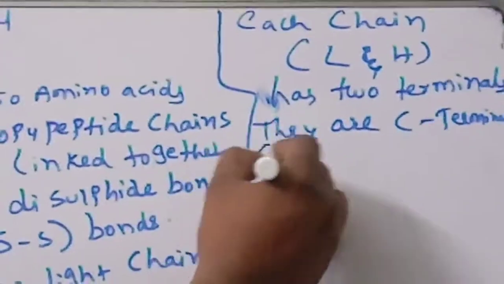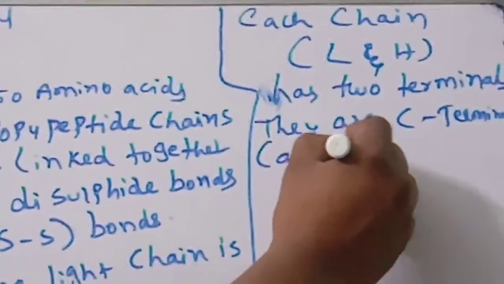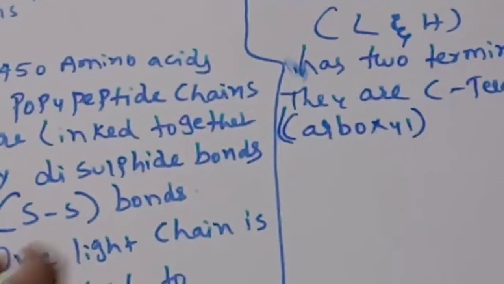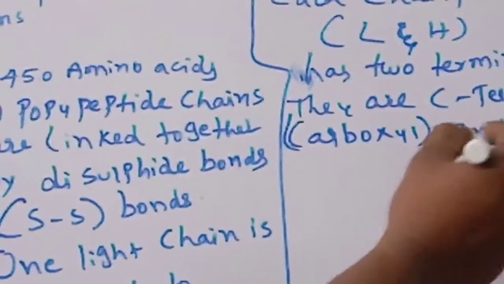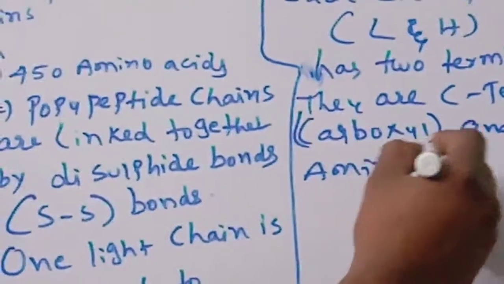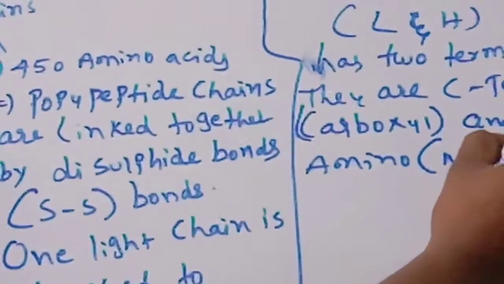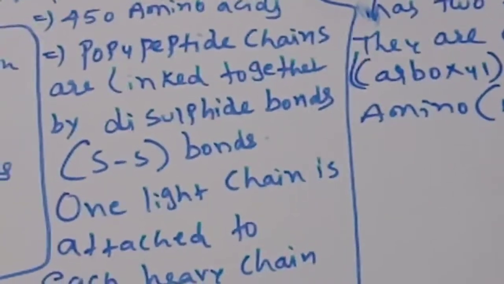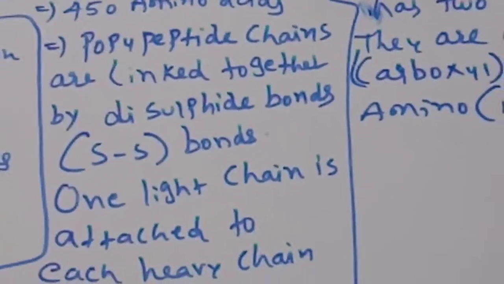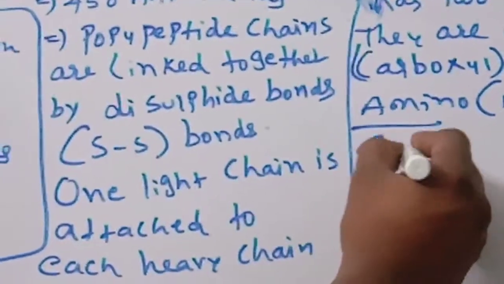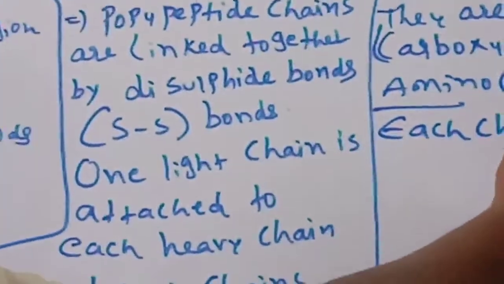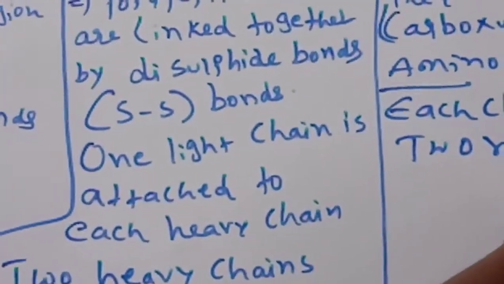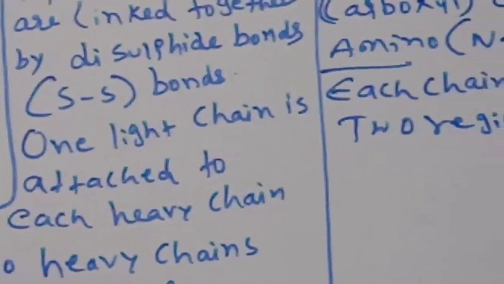C terminal is also called carboxyl terminal, and amino are N terminal. Each chain has two regions. Each chain has what you call two regions. Each chain has two regions.